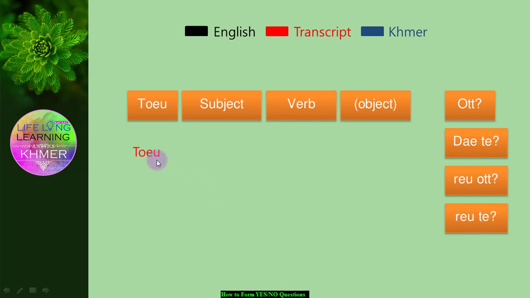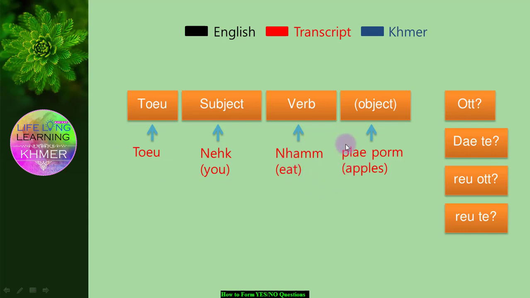Alright, so let's have a look. This is the question word ta, and then we put a subject here: ne. Ne in English is you. It is the subject in this question. Ta ne. Nyam is a verb that means eat. Ta ne nyam, then the object here: plai pom, which means apples. This is the object of that question. Ta ne nyam plai pom.